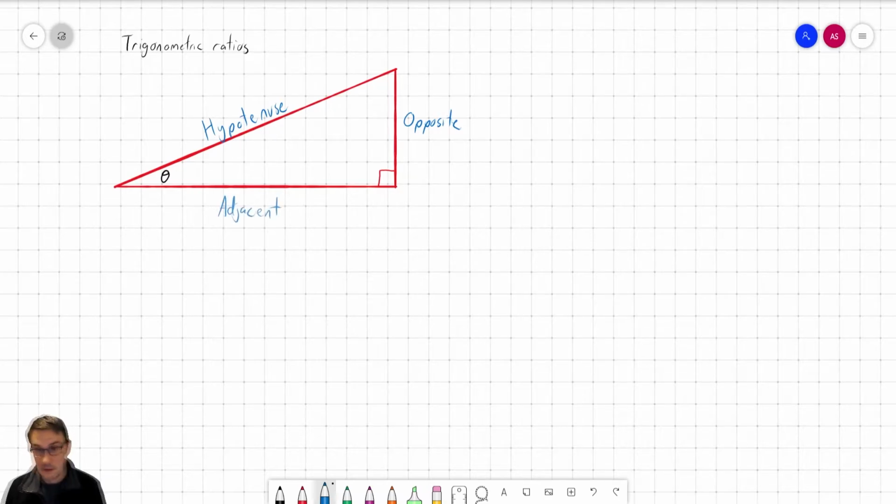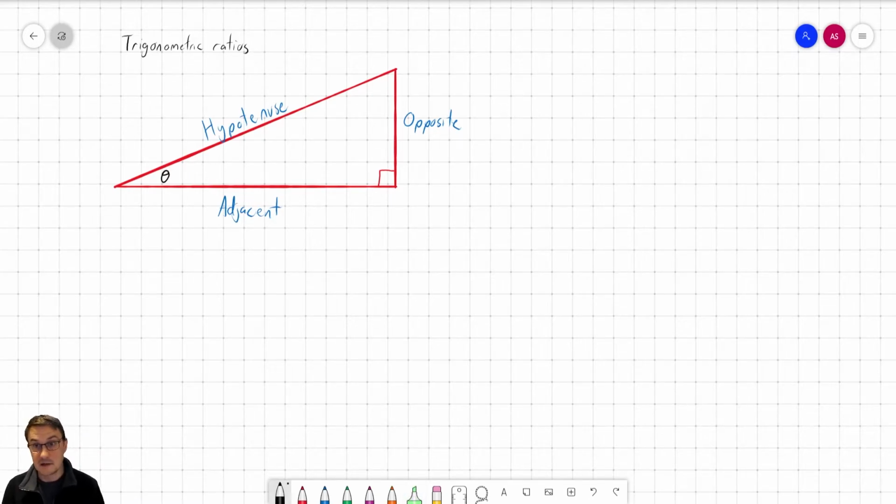Lastly, it leaves the adjacent. Obviously, this is going to be the side down the bottom because there's only one left, but the reason it is adjacent is that adjacent means next to. You can see here that we've got the angle here, and right next to it is where the adjacent side is. So that's why it's identified as the adjacent.